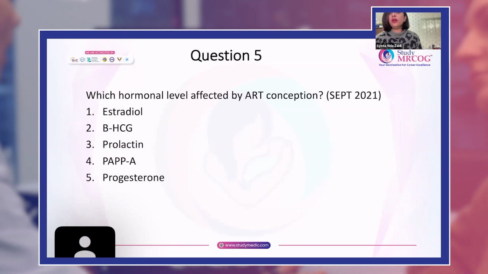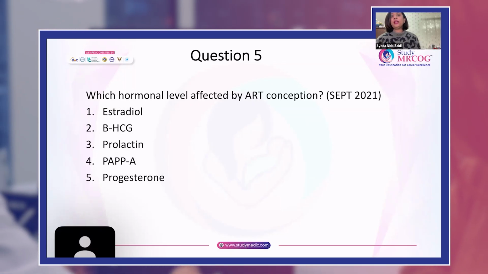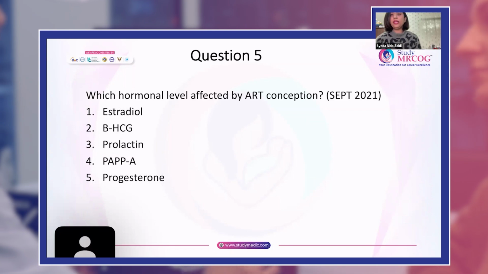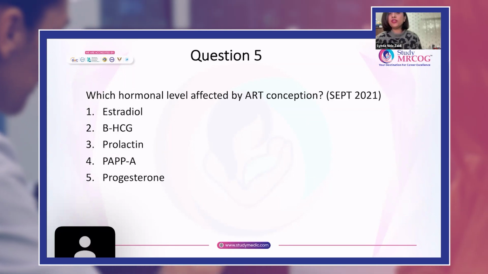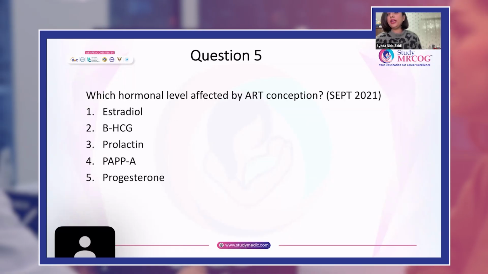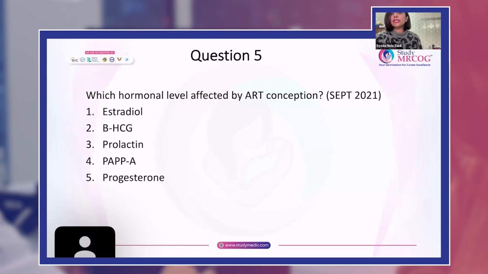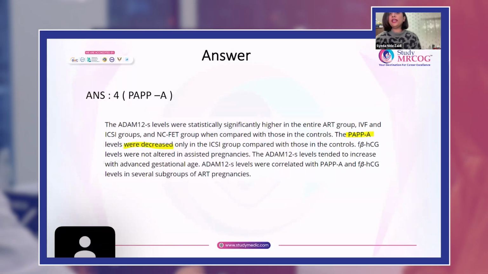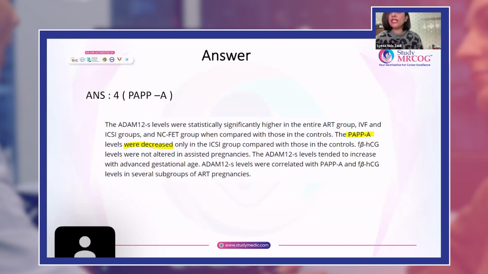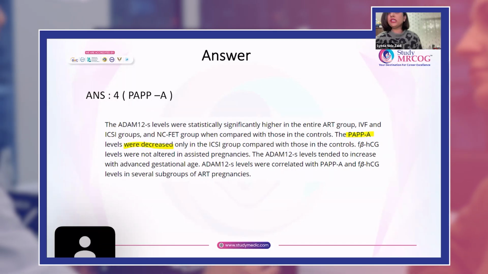Question number 5. Which hormone level is affected by ART conception? Number 1, estradiol. 2, beta-HCG. Number 3, prolactin. 4, pregnancy-associated plasma protein A. And number 5, progesterone. So in this case, the research shows that number 4, pregnancy-associated plasma protein A levels are affected by ART, and the levels have been shown to be decreased.